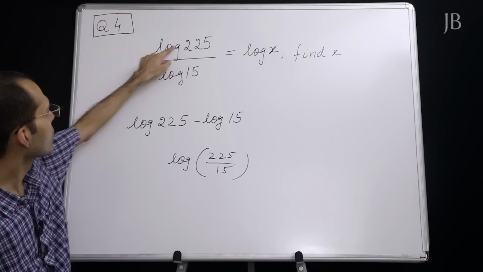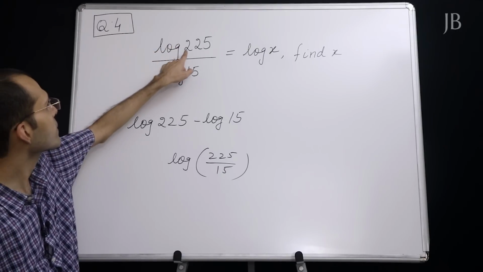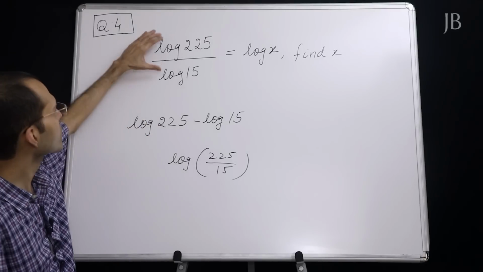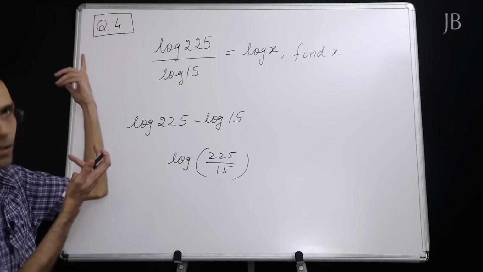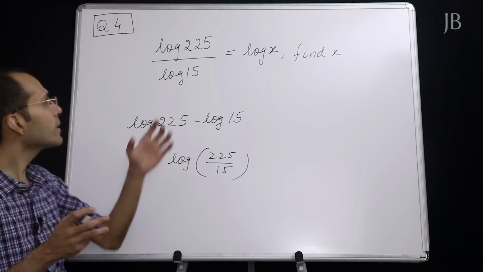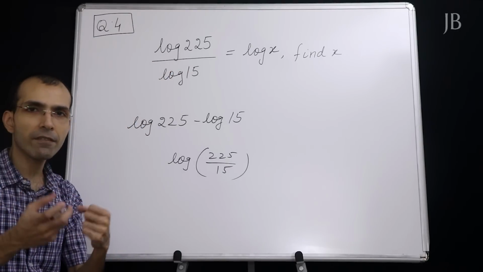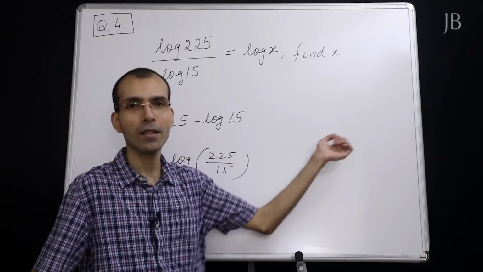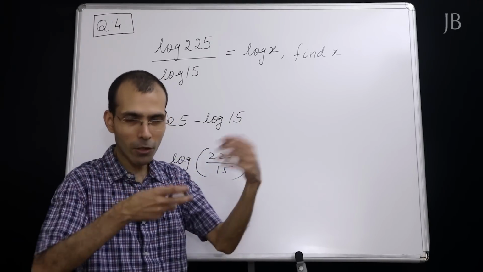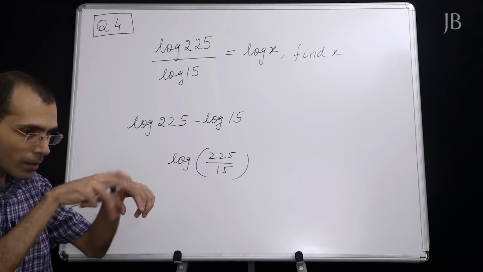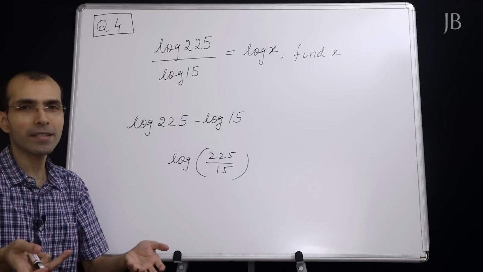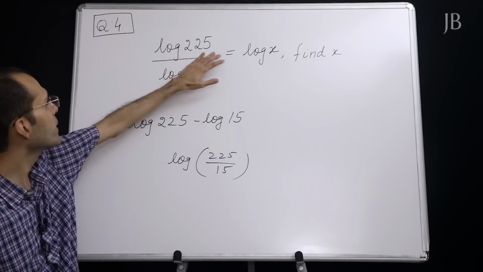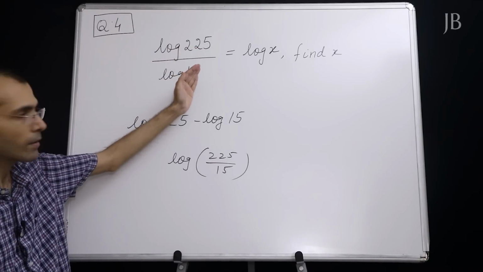You can't cancel log, or you can't cancel 225 upon 15. Some of you may be feeling that, oh, we will take log common. I told you in the beginning, log 225, log 81, these are all single entities. You remember I gave you an example, Manish upon MAN. We cannot cancel like that because they are not joined by a multiplication sign. So division is not possible for them. So this is log of 225 divided by log of 15.